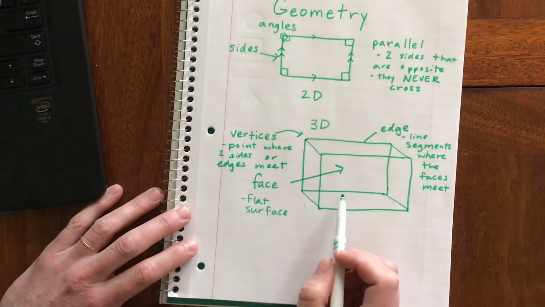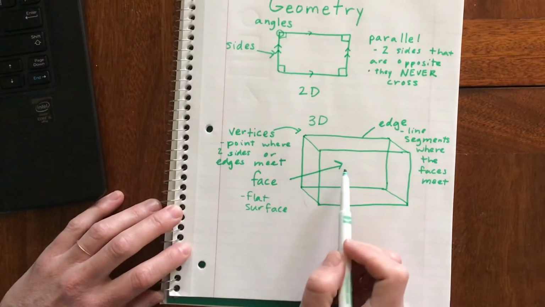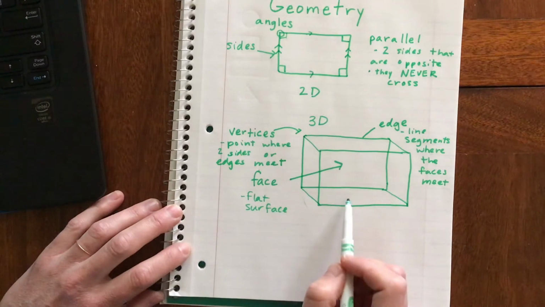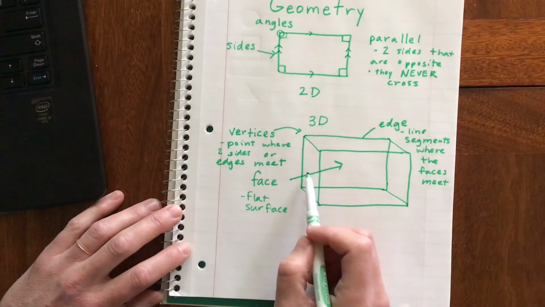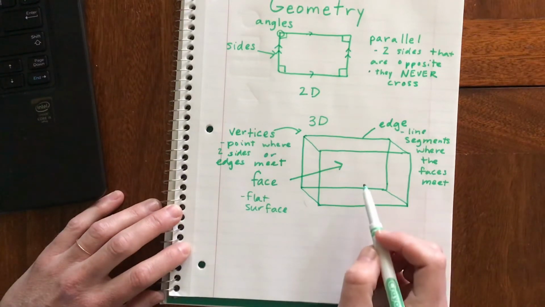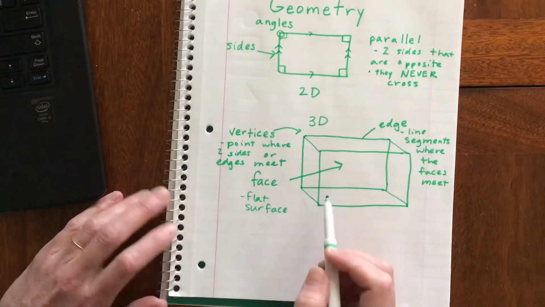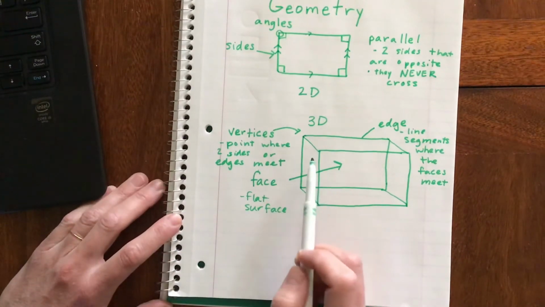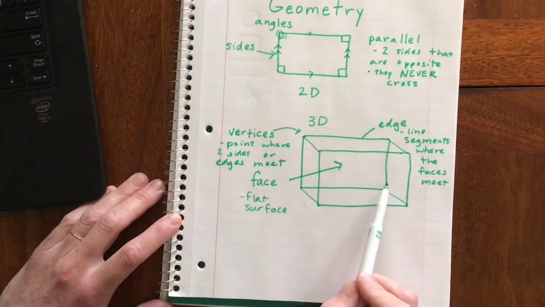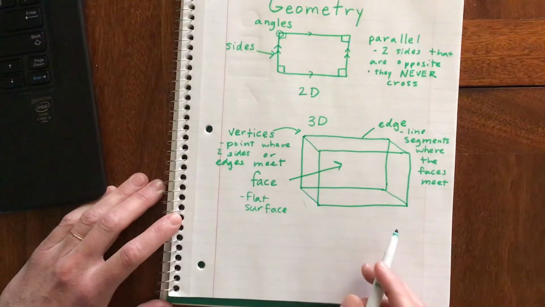On our 3D shape, we have the face. So on this one, let's see, how many faces would there be? 1 on the top, 2 on the bottom, 3 on the side, 4 on the other side, 5 in the front, 6 in the back. So this would have 6 faces. Let's see, how many vertices would it have? 1, 2, 3, 4, 5, 6, 7, 8 vertices.